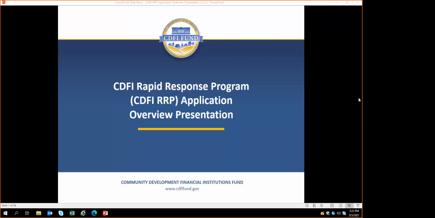Good afternoon. Thank you, CDFI Fund, for designing an inclusive and streamlined application process. I have two questions. The first is, can you confirm that the RRP will not count toward a CDFI's 3-year, $5 million cap? Yes, I can confirm that. It is not in the legislation, therefore it is not included in the 3-year, $5 million cap.